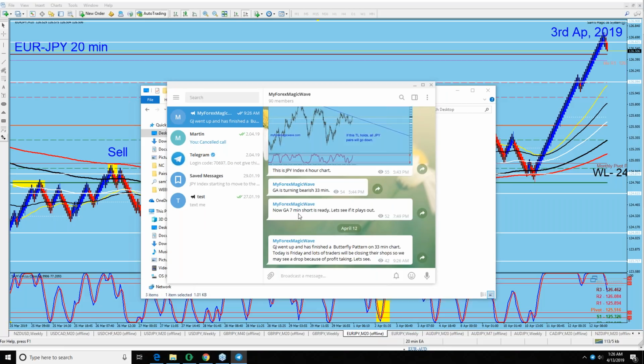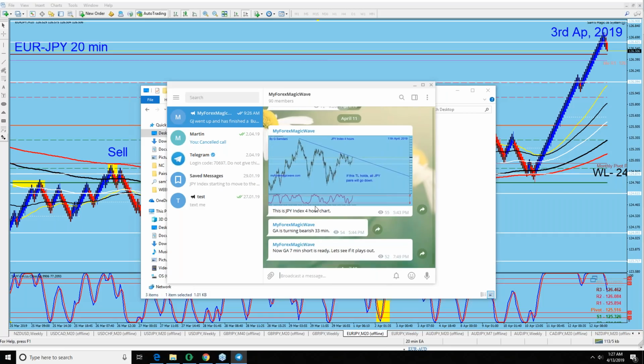It didn't. That 7-minute setup didn't play out exactly where I was expecting, but it went up a little bit more, made a 20-minute short setup, and then it dropped, and I took it, because the idea is that I was expecting a short drop, and I was ready. Now GA is turning bearish on the 33-minute, and then either 7-minute or 20-minute. If the 7-minute doesn't give you a red candle to take, that's fine, let it go. So it went all the way deep to the 20-minute setup, and that's the one that I took, right?